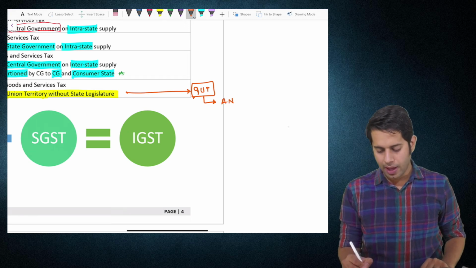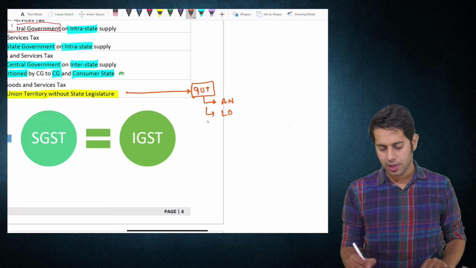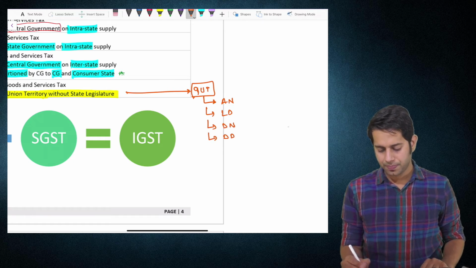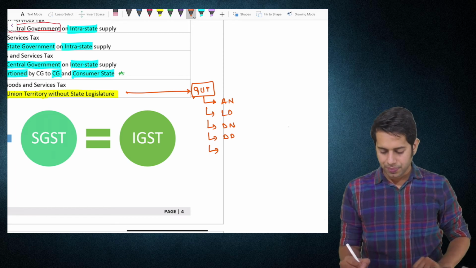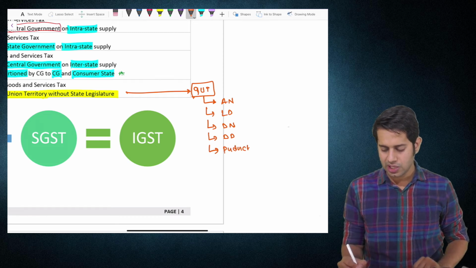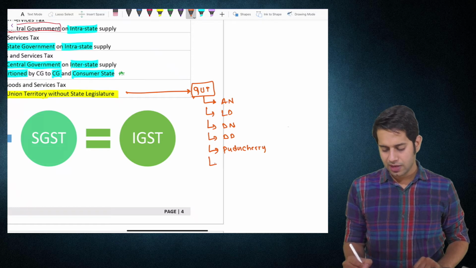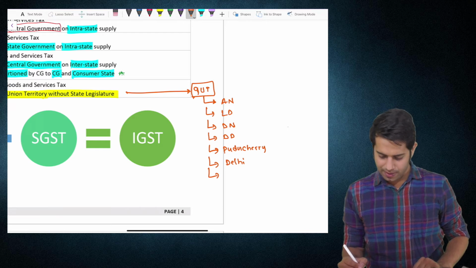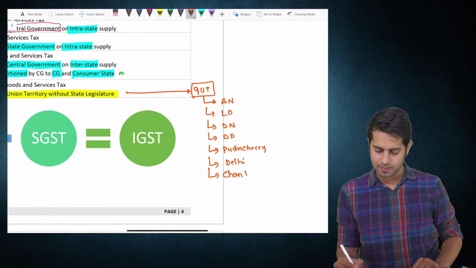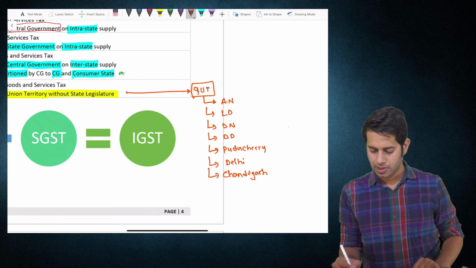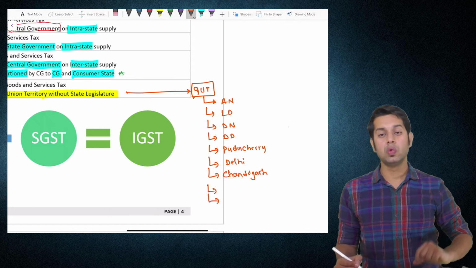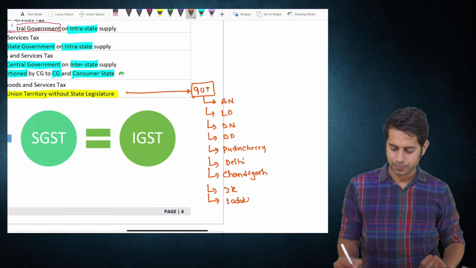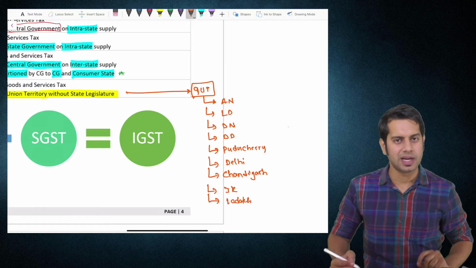Which are these different union territories? Andaman and Nicobar, Lakshadweep, Dadra and Nagar Haveli, Daman and Diu, then Puducherry, which is Pondicherry, then we have Delhi, then Chandigarh, and then we have 2 new union territories, Jammu and Kashmir and Ladakh. So these are the total union territories which are there in India.